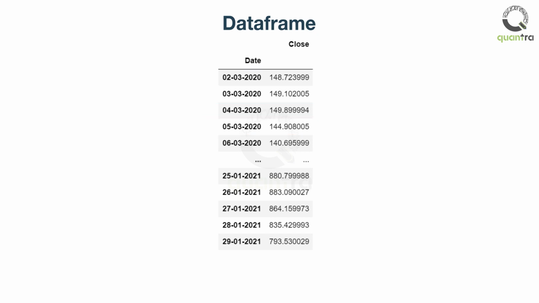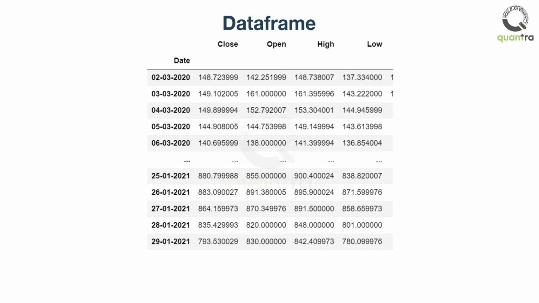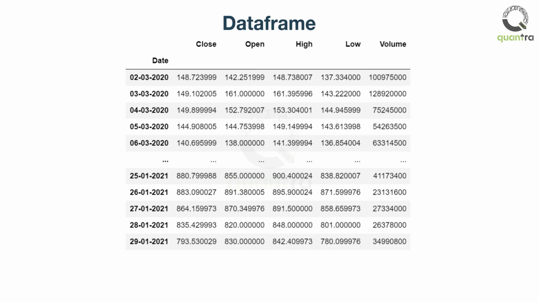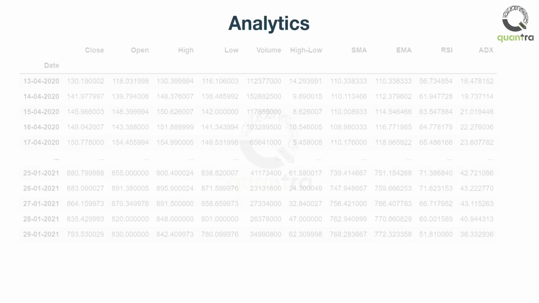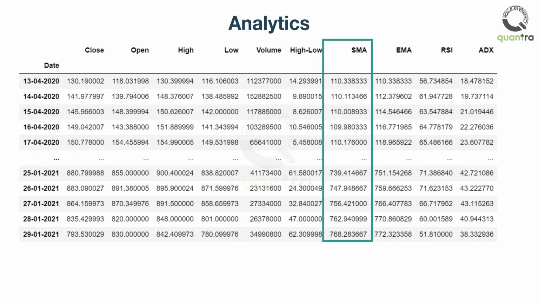You can add more columns to a data frame as well. Python lets you manipulate your data completely. If you don't want the prices on the 5th of March, 2020, you could simply delete that row as well. You can compute analytics such as the simple moving average, ADX, and store them in a new column.